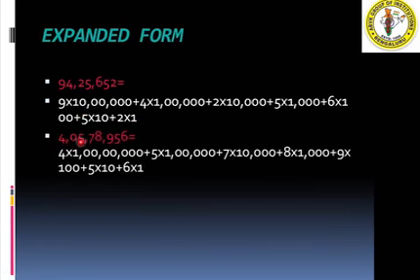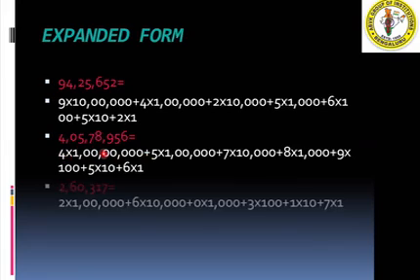Let us see another example here. 4 crores 5,78,956. How are we going to write this in expanded form? Here 4 crores, so 1 crores are there. You write this as 4 into 1 crore plus. Here you have no 10 lakhs, only lakhs are there, so you have to remember that. So here 0 is there.